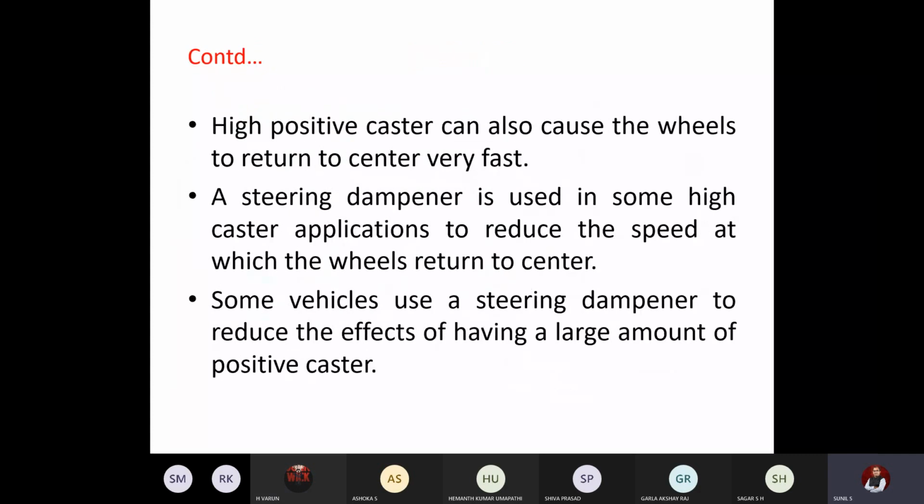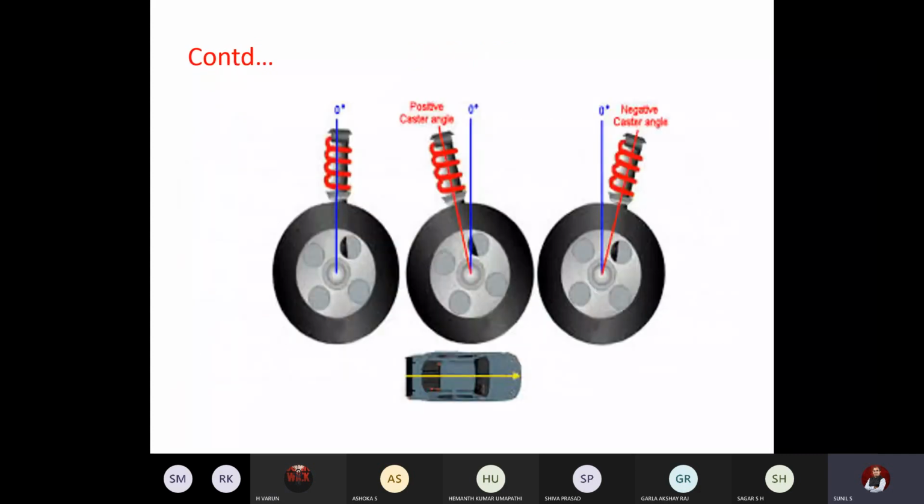Next, we discussed caster. In general, it is the front or back alignment of the wheel with respect to the center axis. If it is towards the front, we call it positive caster. If we align the axis towards the behind, we call it negative caster. Any doubts in this?